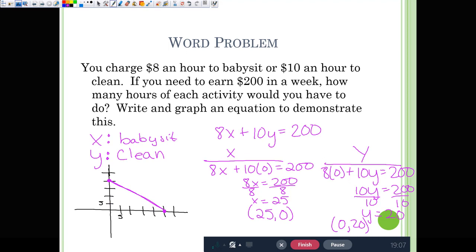So I could babysit for 25 hours and do 0 hours of cleaning and still get $200. Or I could clean for 20 hours and do 0 hours of babysitting. Or any combination that's in between here and here and get that $200.